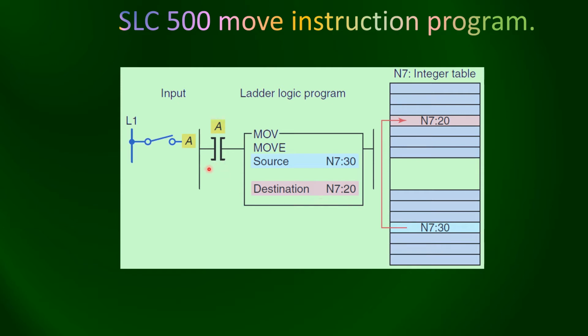Whenever the rung is false, the data will remain as it is. But as soon as the rung becomes true, the data from N730 will transfer to N720. So the previous data will be overwritten. This means the previous data will be cleared and the new data will be written on N720. Remember, the data at N730 will remain the same after the execution of the instruction, and the data at address N720 will change.